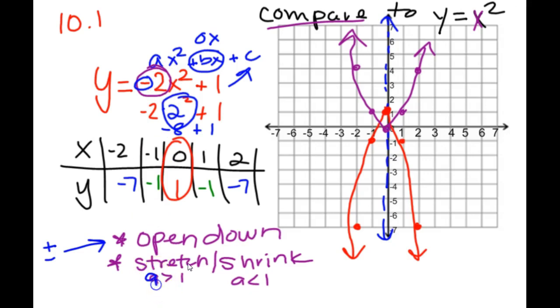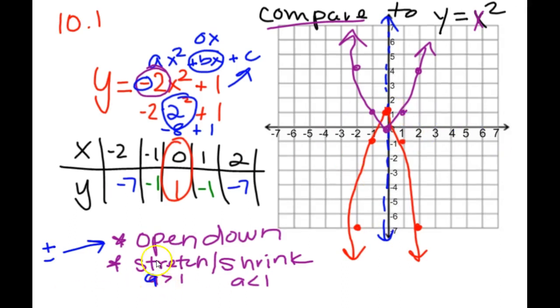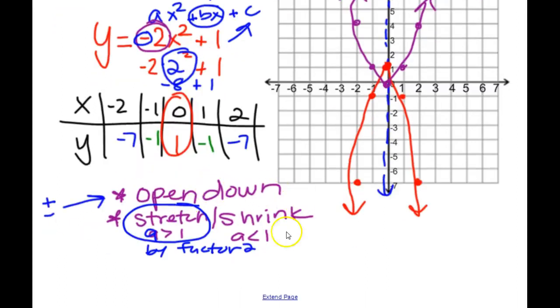Since 2 is greater than 1, our graph got skinnier. It got tall and skinny. If it shrunk, it'd be fatter, like something like this. Okay, we didn't have that. So we know this was a stretch. You could write by a factor of 2. We took all the points, multiplied them by 2, and then they flipped upside down. That opening down simply tells us that this was a reflection. Like looking in the mirror, it flipped, you see the opposite. It's now down instead of up.